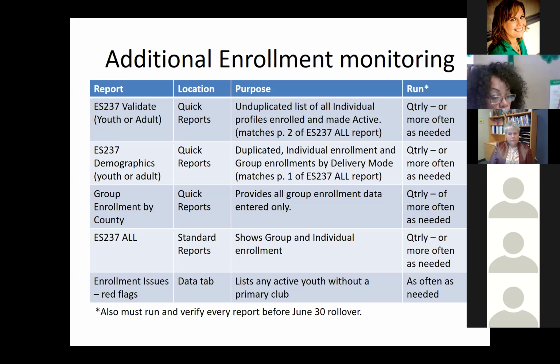When the year ends, as many of you know, the system locks. So it locks the individual enrollment data and it can't be changed in any way. Group enrollment data, we really need to treat it the same way, such that June 30 is your deadline to enter and verify that your enrollment data is correct.